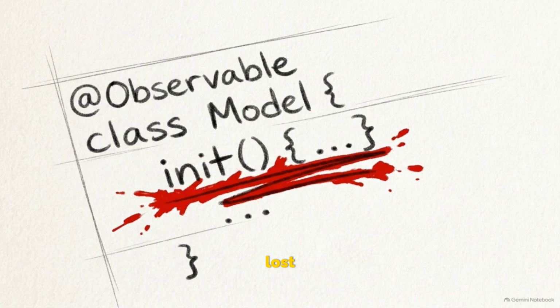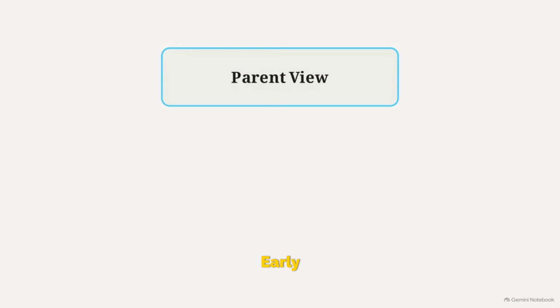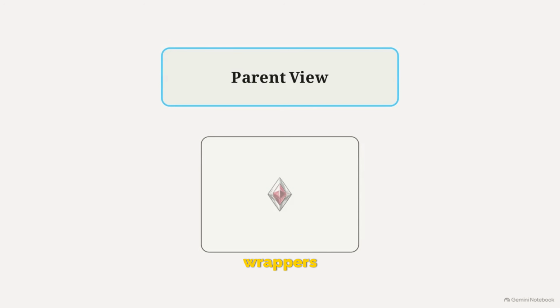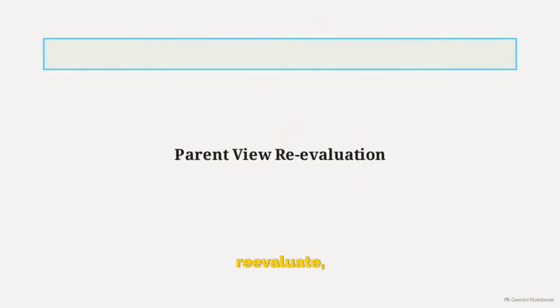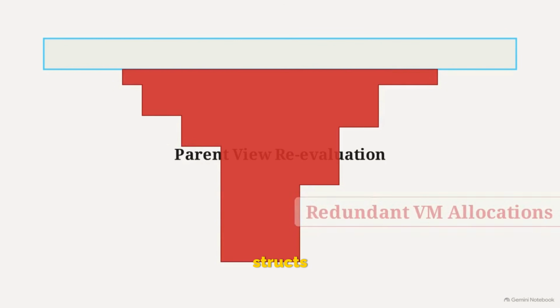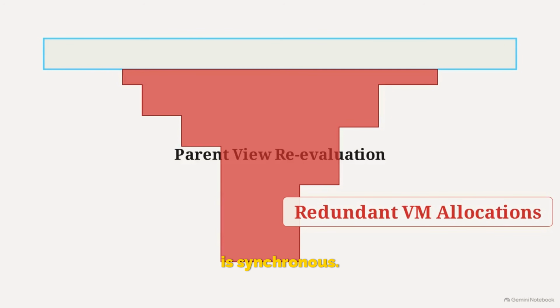This protection was lost during the initial transition to modern observability protocols. Without that built-in deferral, early implementations of these modern state wrappers evaluated their initializers immediately and synchronously as part of the view's construction. This introduces an O(n) allocation problem. Every time a parent view reevaluates, it recreates its child structs. Because the initializer is synchronous, the system reruns the view model's setup code every time the parent updates.